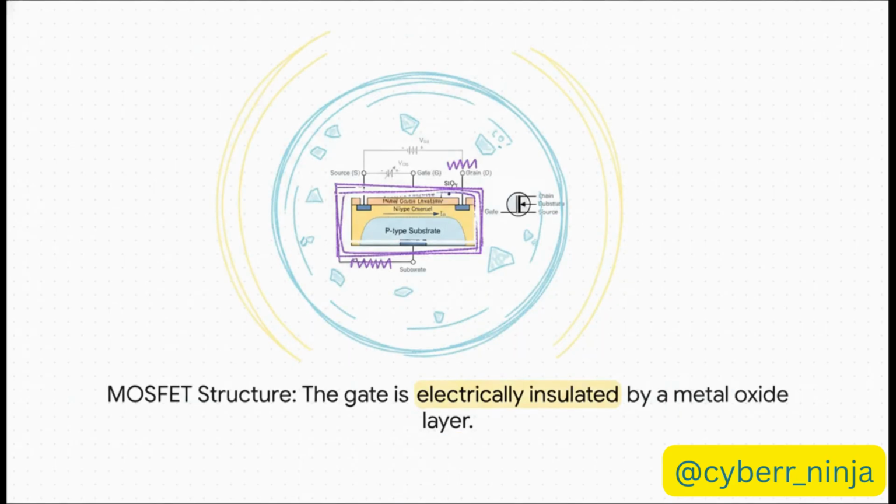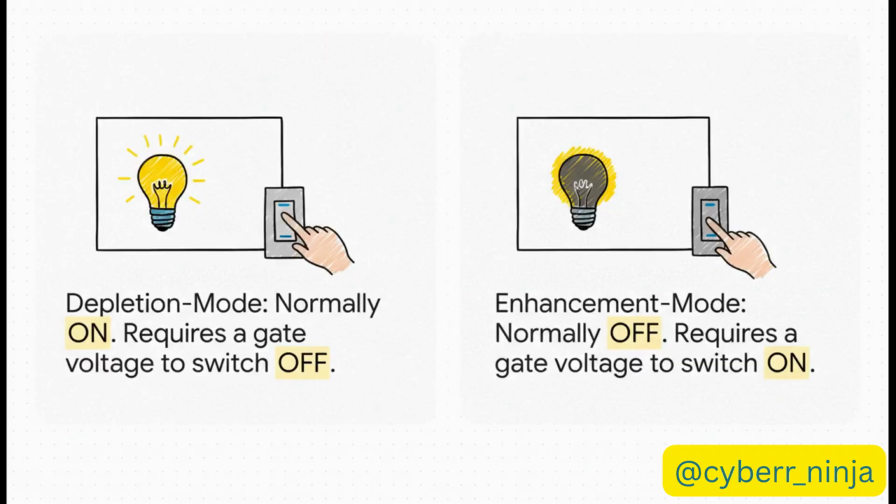The absolute key to the MOSFET's power is its insulated gate. You see, it's physically separated from the main channel by a microscopically thin layer of metal oxide, which is basically glass. And because of that insulation, it takes practically zero power to control the switch. It's incredibly efficient. And MOSFETs come in two main flavors, which is super useful for building digital circuits.